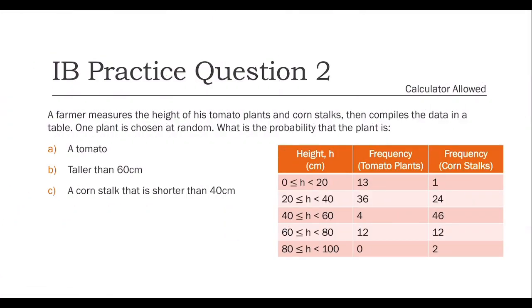Now we have our second IB practice question. It says a farmer measures the height of his tomato plants and corn stalks, then compiles the data in a table. One plant is chosen at random. What is the probability that a plant is A, a tomato?